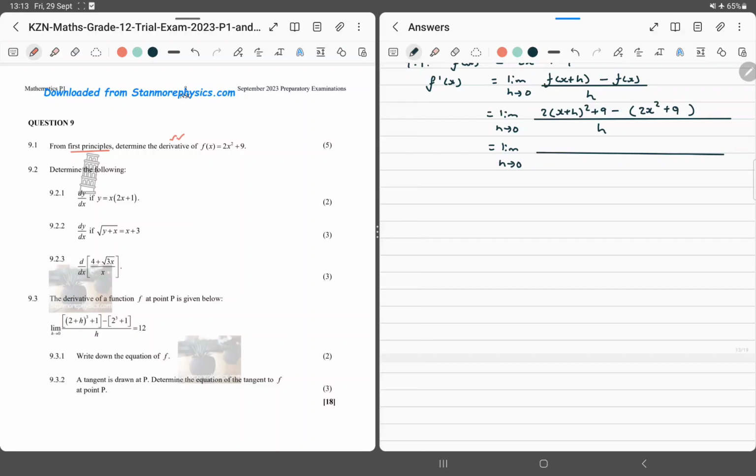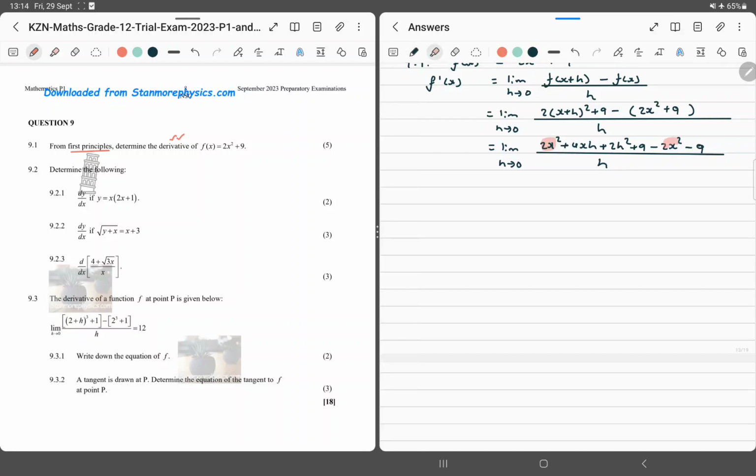This is going to be x squared plus 2xh plus h squared. So this is going to be basically 2x squared plus 4xh plus 2h squared, minus, we break that one, is going to be 2x squared minus 9. My problem is time, guys.